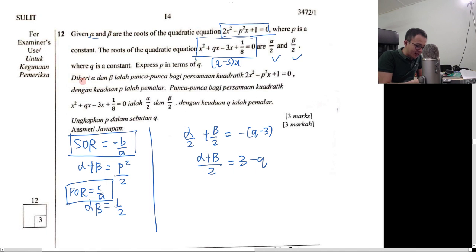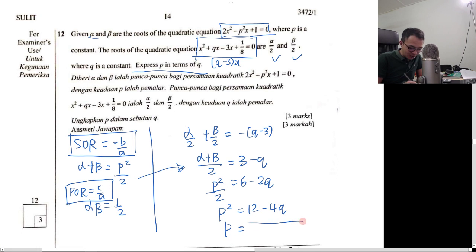Alright, because the question asked me to make an equation relating p and q, and then I solve it, I want to get p instead of q. So I guess maybe I straight away substitute the thing into here. So I move my 2 to the other side. I get 6 minus 2q. Alpha plus beta equals to p squared over 2. So therefore, I want to make p the subject, right? Equals to 12 minus 4q. So p is just equals to square root of 12 minus 4q. Yeah, I guess this is the final answer.